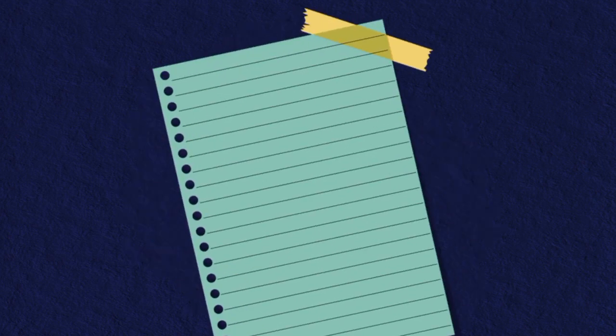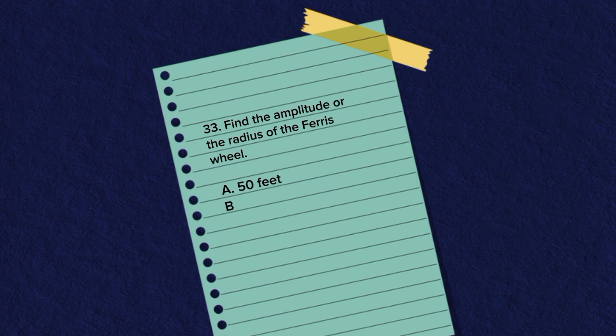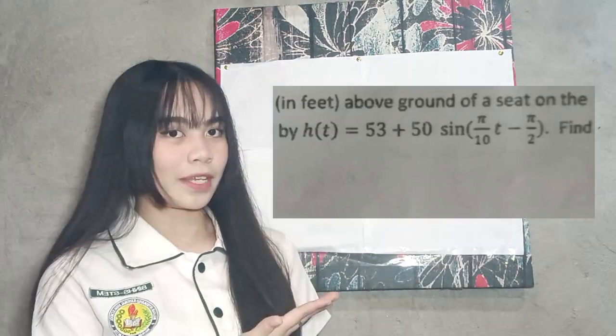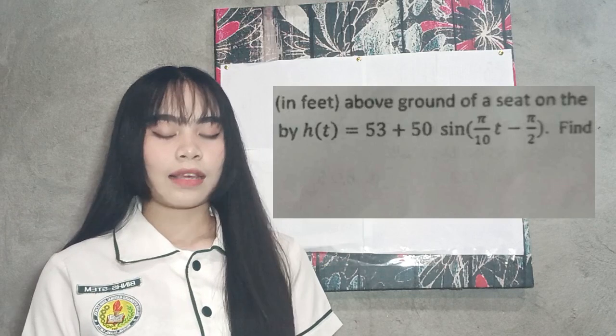Number 33. Find the amplitude or the radius of the Ferris wheel. Letter A, 50 feet. Letter B, 51 feet. Letter C, 52 feet. Or letter D, 53 feet. In number 33, we are tasked to get the amplitude or the radius of the Ferris wheel. And in this number, it is really simple to find the answer since the answer is in the given, which is the 50. So our answer is 50 feet.